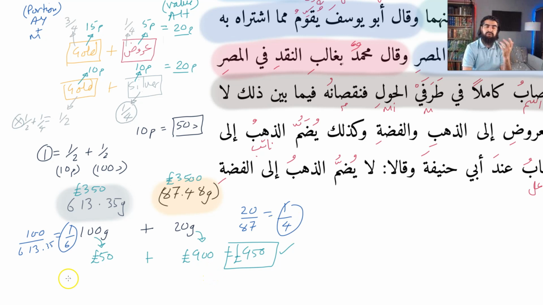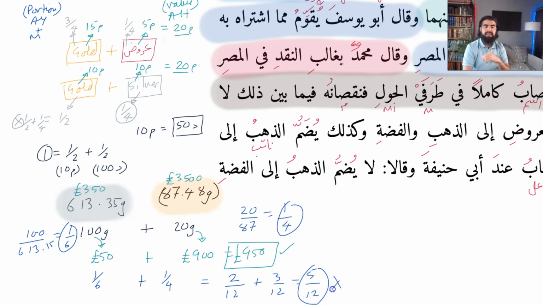So 1/6 and a quarter, does that add up to 1? No, it doesn't. How much does it add up to? Well, if you work this out, 2 out of 12 plus 3 out of 12 equals 5 out of 12. So it's 5 out of 12, just less than half. So therefore, according to them, there'd be no zakat in that.